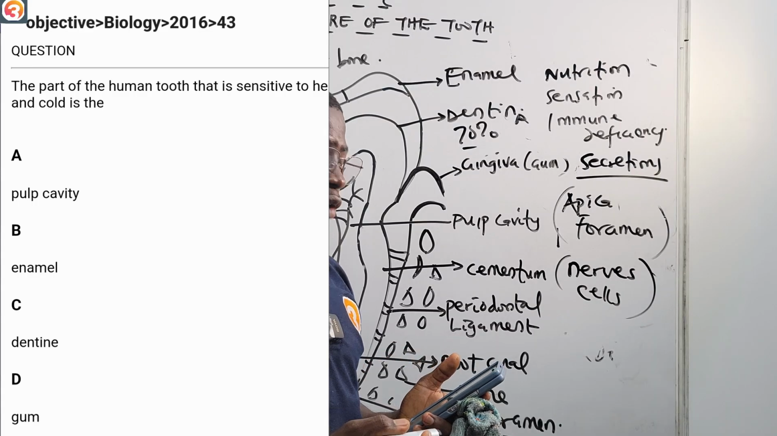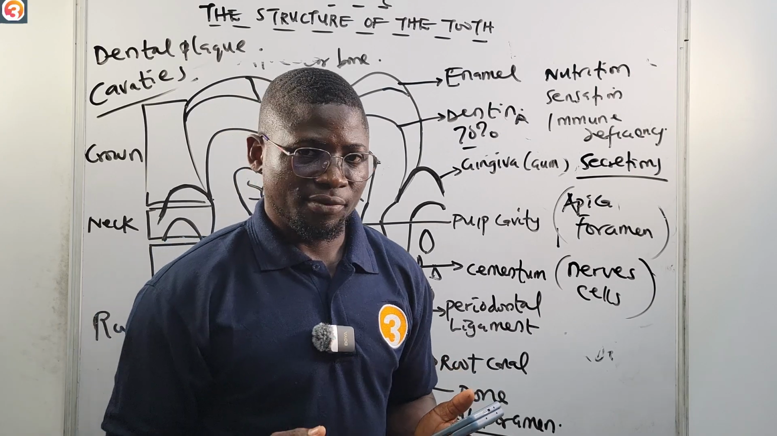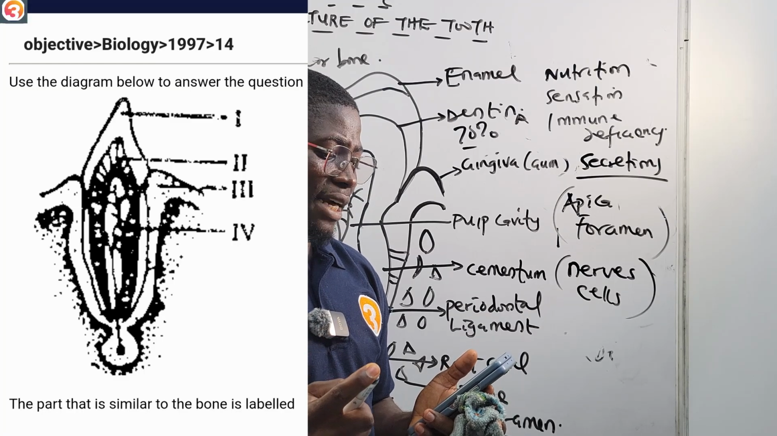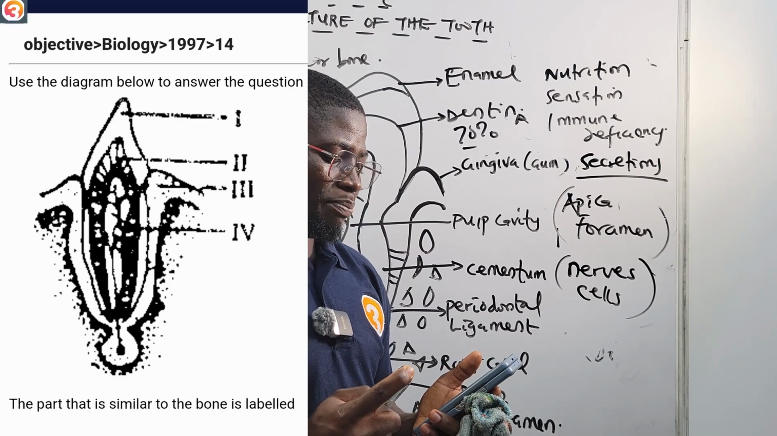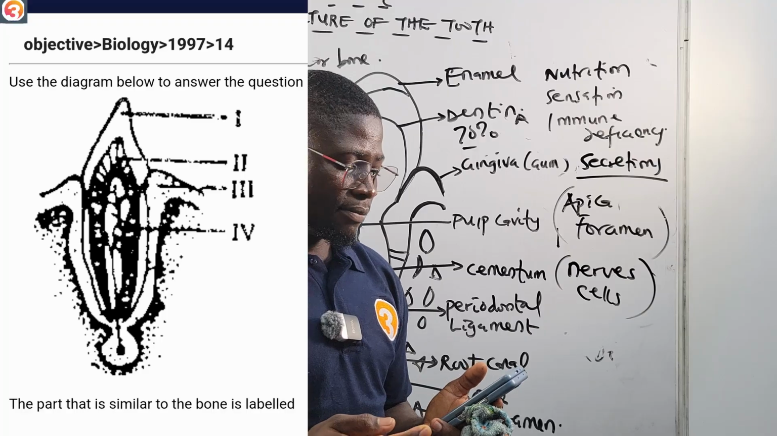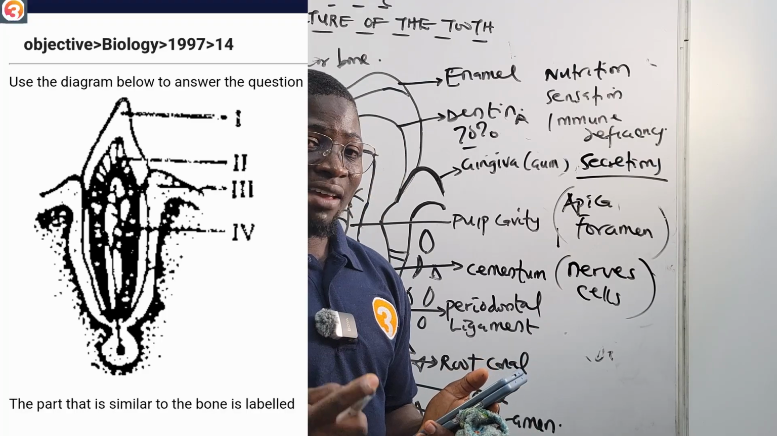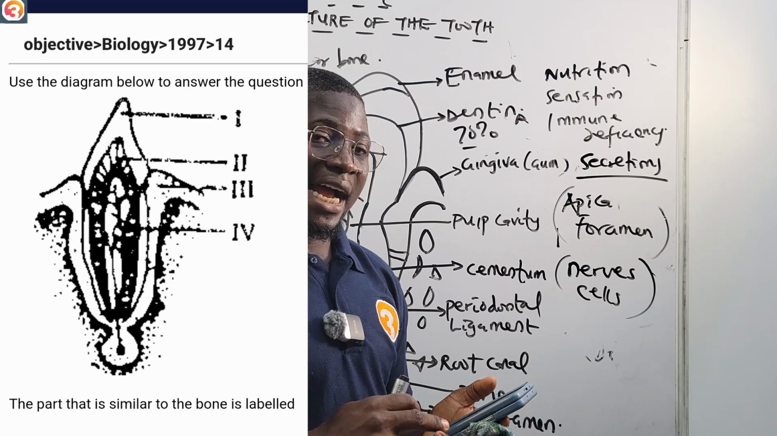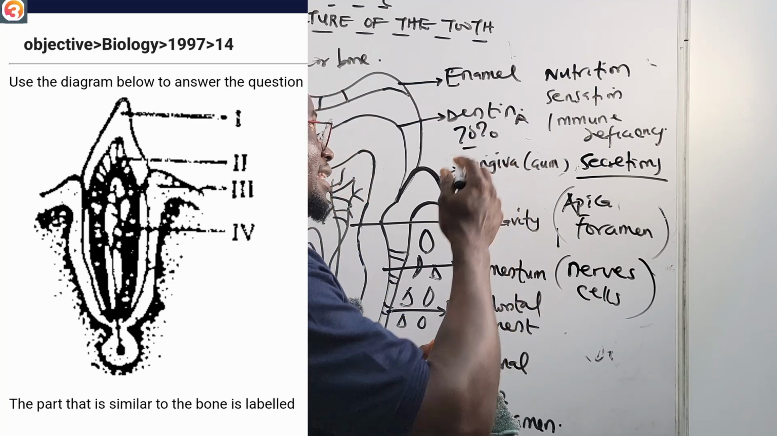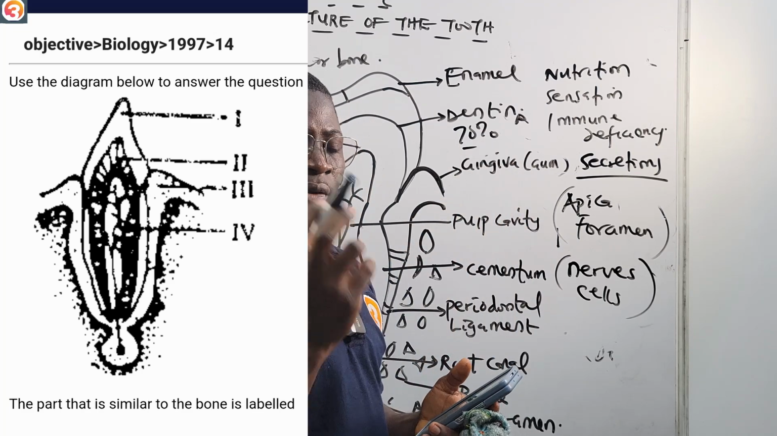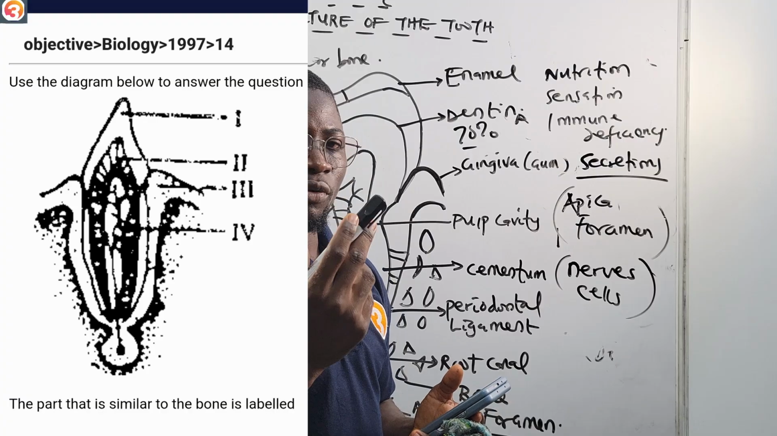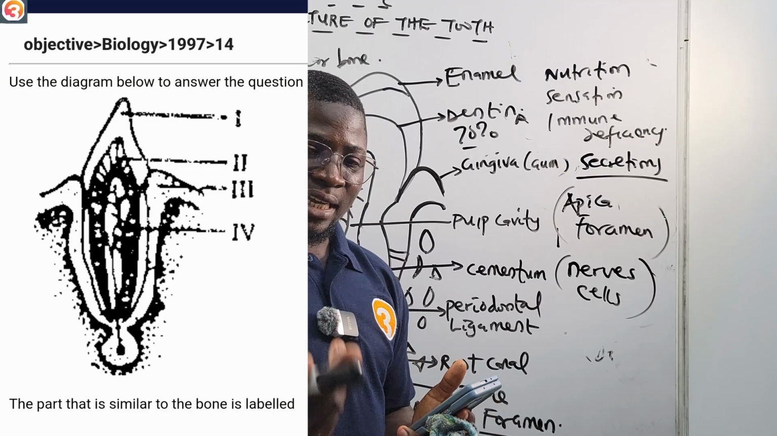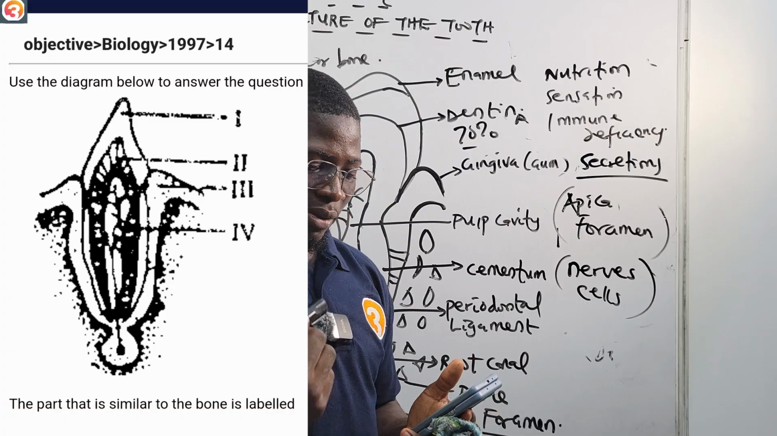Now let's look at another question, 1997, number 14. We're given a diagram and told to use the diagram to answer the question. They say the part that is similar to the bone is labeled: A says IV, B says III, C says II, D says I. Obviously, I is the enamel, the visible portion of the tooth above the neck. Then number 2 is immediately followed by the dentin.